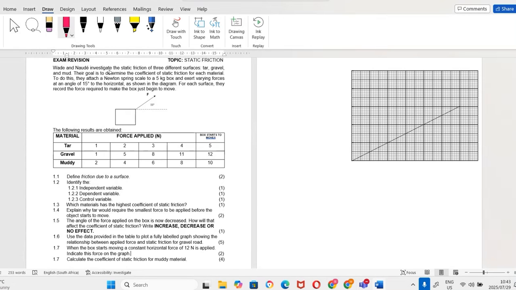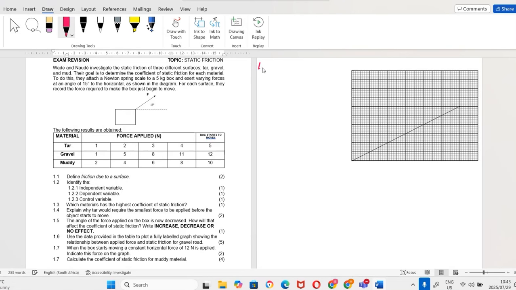The question reads, Wade and Nadia investigate the static friction of three different surfaces, that is tar, gravel, and mud. Their goal is to determine the coefficient of static friction for each material. To do this, they attach a Newton spring scale to a 5 kg box and exert varying forces at an angle of 15 degrees to the horizontal, as shown in the diagram. For each surface, they record the force required to make the box just begin to move. The following results are obtained.